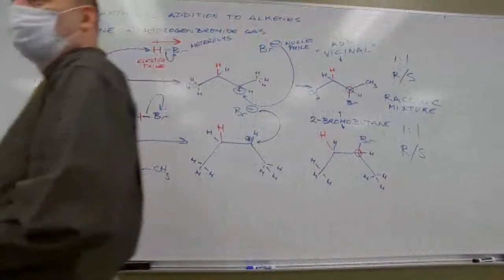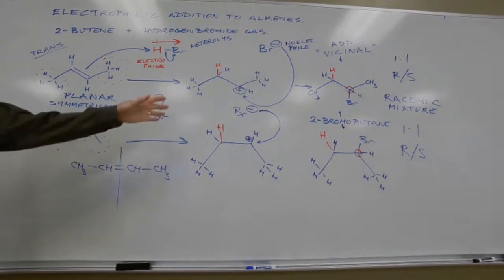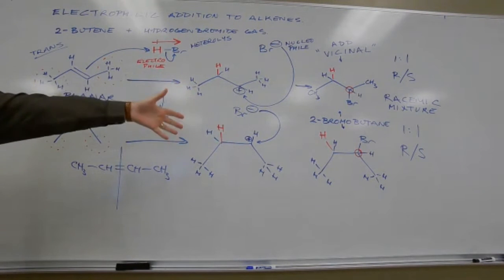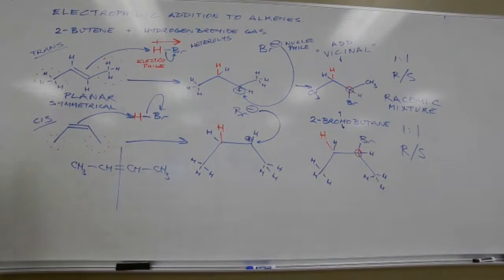So the good news is I can use this reaction to make molecules that have special hidden properties. I can make chiral molecules out of this. The bad news is I didn't succeed on my first attempt. Okay?